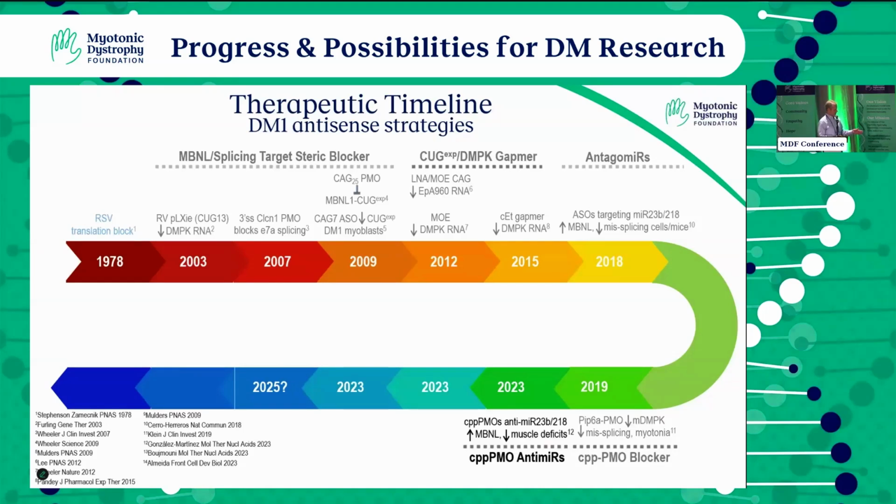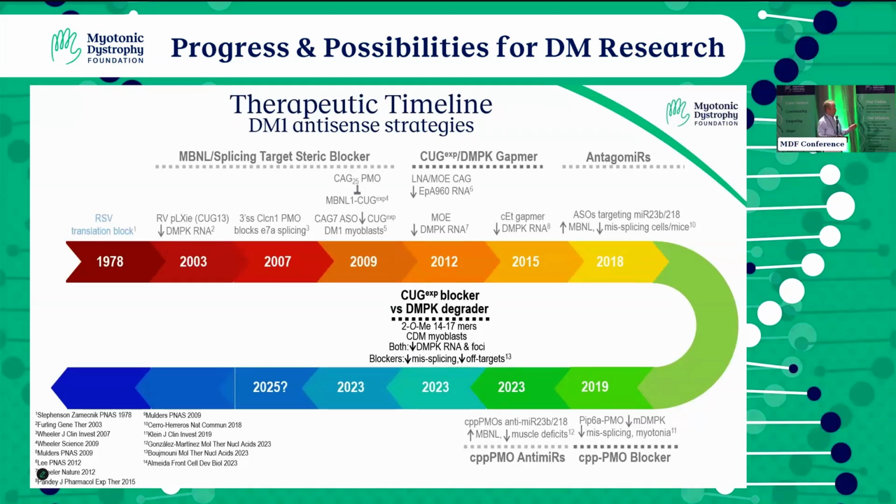2023, the CPP PMOs were incorporated into the anti-mirs, and in 2023 also, it's a really interesting study where there's a comparison between a CUG expansion blocker and a DMPK degrader. So just ASOs versus gapmers. And the winner, according to this paper, and we can discuss it at the bar, is that, in fact, blockers were more effective. They both dropped DMPK levels and reduced RNA foci. The blockers reduced missplicing and reduced off targets better than the gapmer.